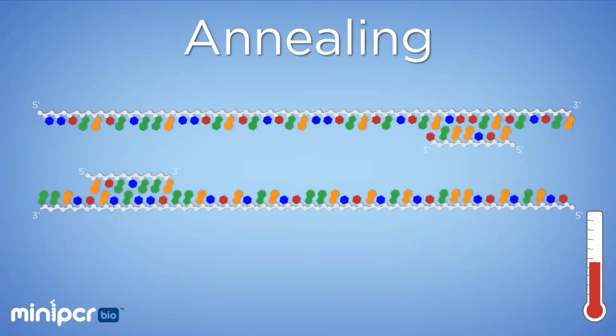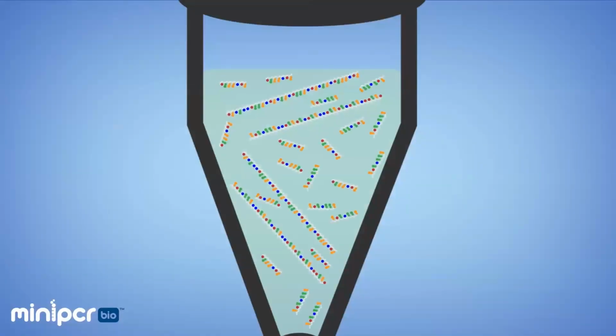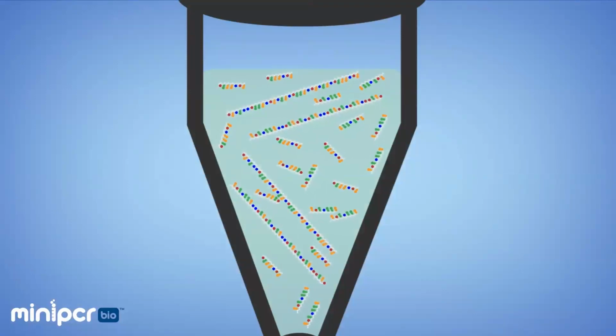When we cool our reaction down, the primers will anneal, or stick, to their complementary regions on the template DNA. Lowering the temperature allows hydrogen bonds to form between the primers and the template at areas where the sequence is complementary. We add lots of extra primers to increase the chances that they stick to the DNA rather than the DNA strands annealing back to each other.